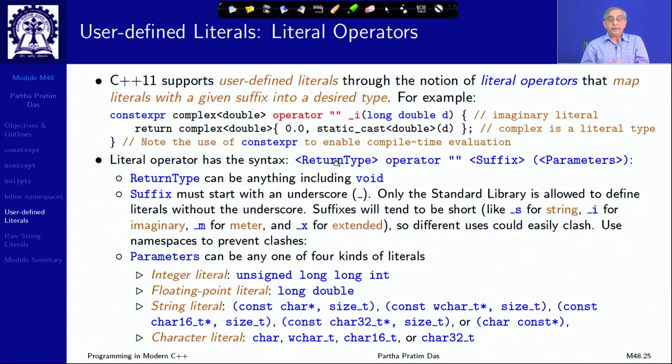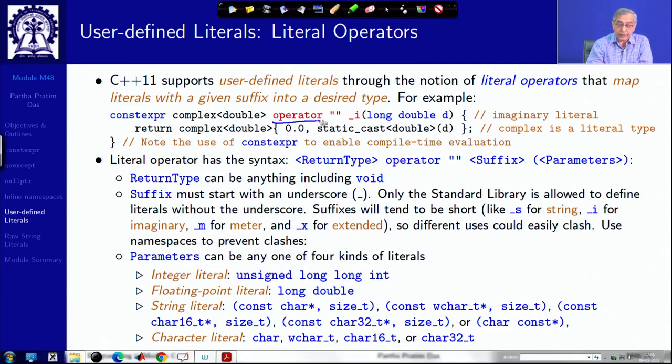So, user defined literal does that by introducing a new literal operator, which is written in this form: the operator keyword followed by a pair of double quotes, and then a suffix to be used with the literal conversion, right. In general this operator will have a suffix, which is the name of the user defined literal operator, then parameters of what you are converting from, and the return type.